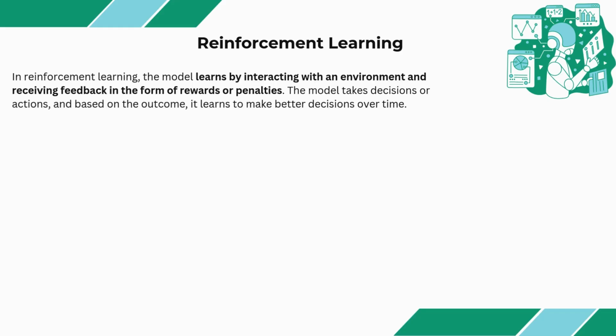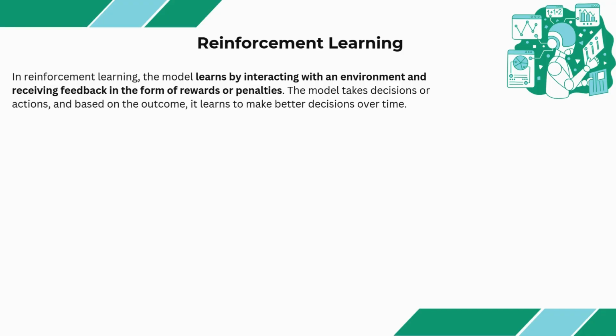In reinforcement learning, the model learns by interacting with an environment and receiving feedback in the form of rewards or penalties. The model takes decisions or actions, and based on the outcome, which can be a reward or penalty, it learns to make better decisions over time.